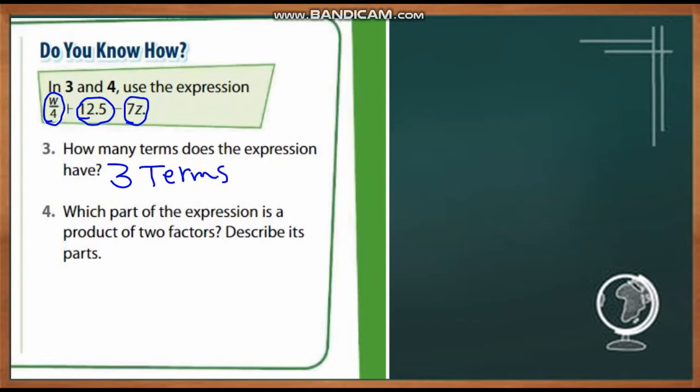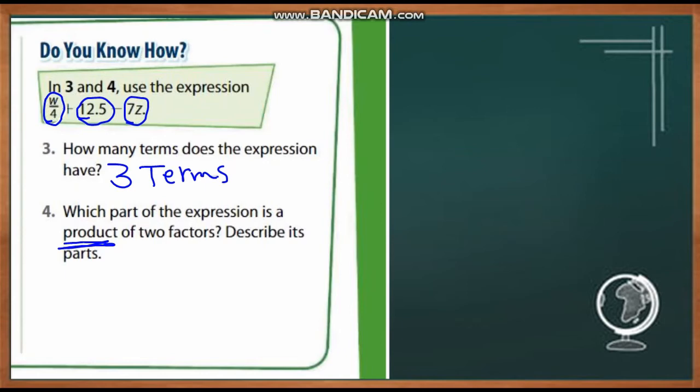Exercise 4. Which part of the expression is a product of two factors? Remember what I mean by product? Product means we have two factors multiplied by each other. So where are the factors here which are multiplied by each other? In which term? The first or the second or the third?